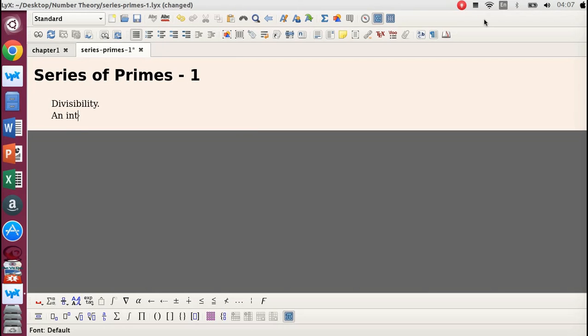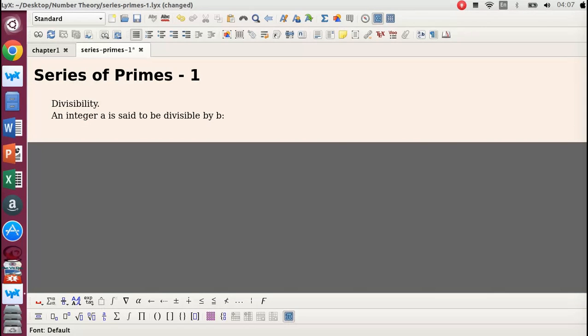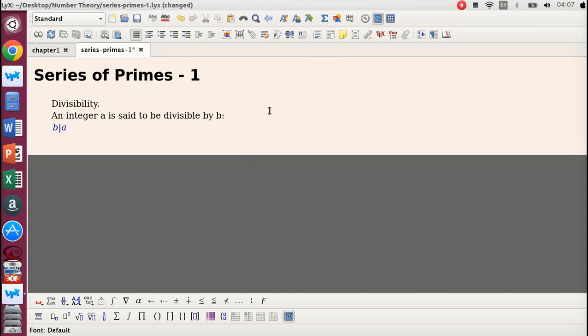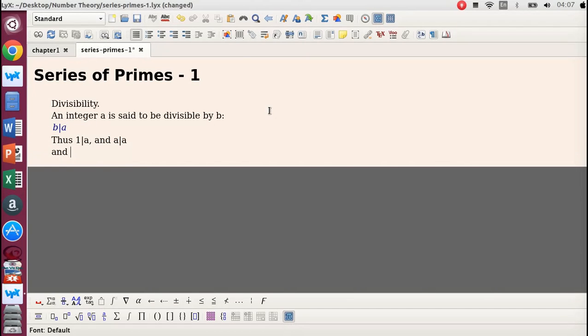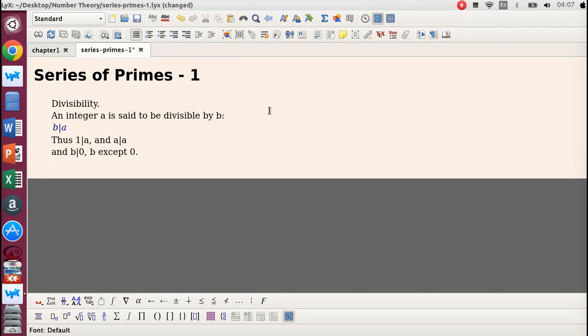Okay, so first of all, an integer a is said to be divisible by b by this little expression, b divides a. So this is how we read this, b divides a. And thus, of course, 1 divides a and a divides itself, which makes sense. And finally, b divides 0 for all numbers b except 0. Okay, so now we'll just see some corollaries that are going to be all interesting.